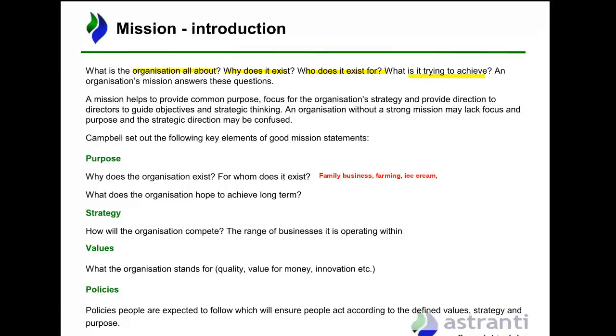Okay, so points to consider there. Why does the organisation exist? Well, one of the most important things is we know that it is a family business started over 100 years ago, and they started off with dairy farming and now they've moved into ice cream. So obviously, in a sense, it exists as a kind of family business, so it's been passed on through the generations and there's a certain level of tradition associated with that. So that's perhaps one element of the purpose of why it exists.